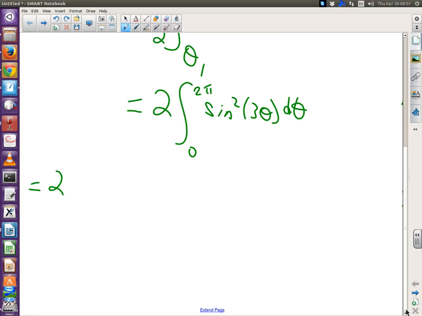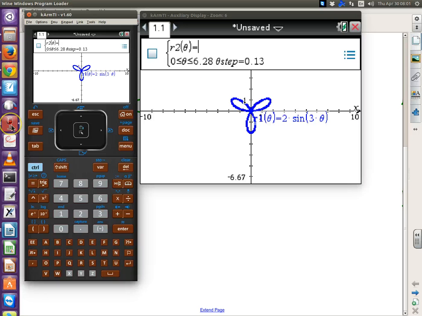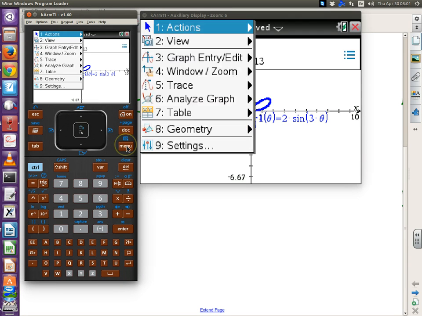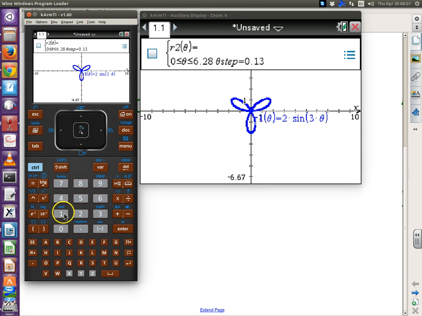All right, so we're going to do it this way. We're going to say 2 times the integral from 0 to 2 pi. Wait, this is not right, though. I'm still not happy with this graph. I don't think it's 0 to 2 pi. Wait, hang on. Let's go back to trace. I'm not happy with this trace.